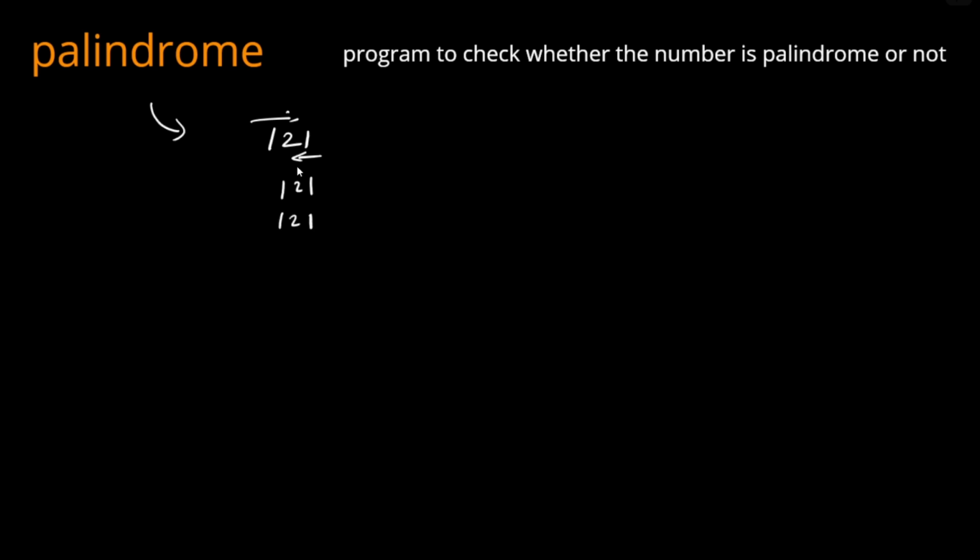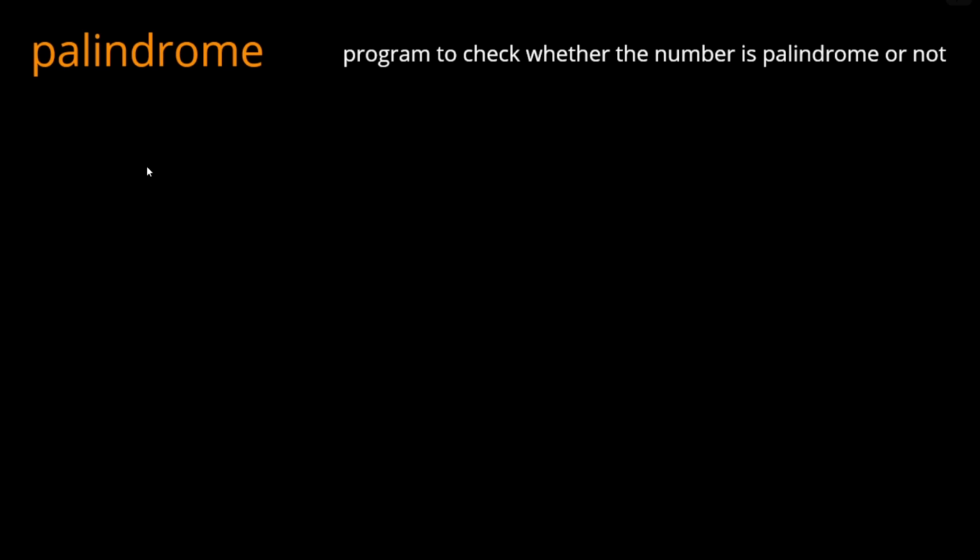So such kind of numbers, they are known as palindrome numbers. Let me take another example, 1001. So this is also a palindrome number. So such kind of numbers, they are known as palindrome numbers. So we are going to build one program to check whether these numbers are palindrome or not. So let's focus on the logic.